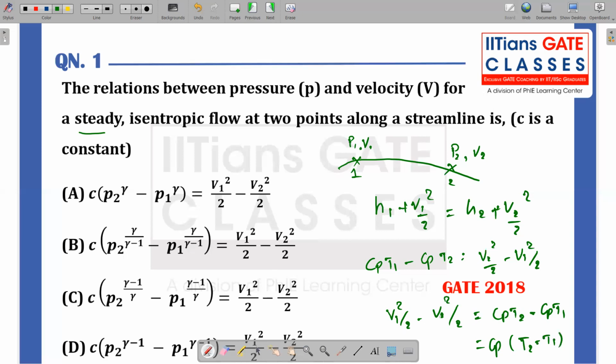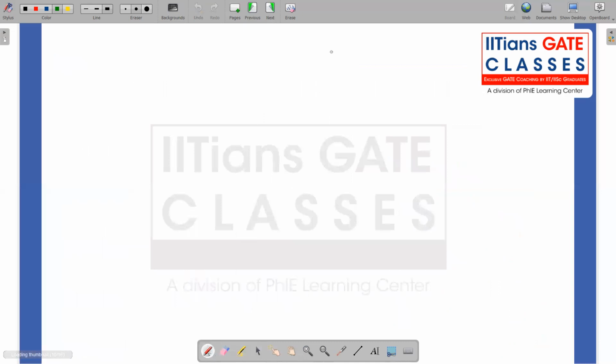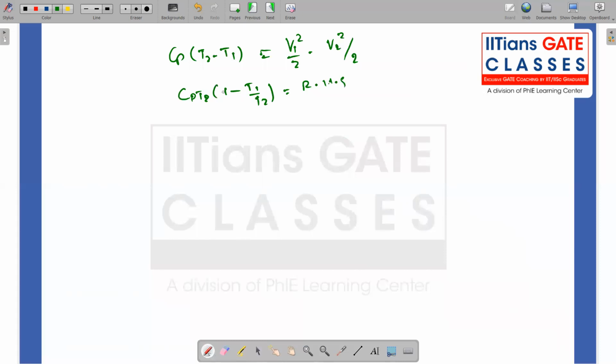Now this left hand side, whatever is over here in this equation, is nothing but the right hand side of the given option. So the right hand side is fixed, that is V1 square by 2 minus V2 square by 2. That is nothing but Cp times T2 minus T1, right? If I take T2 common in this equation, that becomes CpT2 times 1 minus T1 by T2, which is equal to RHS. And what is this T1 by T2?